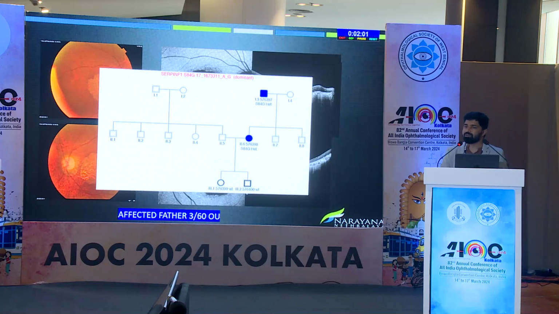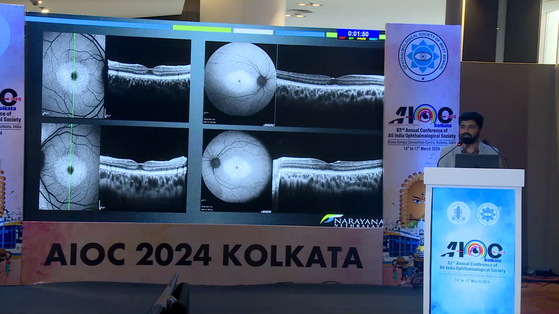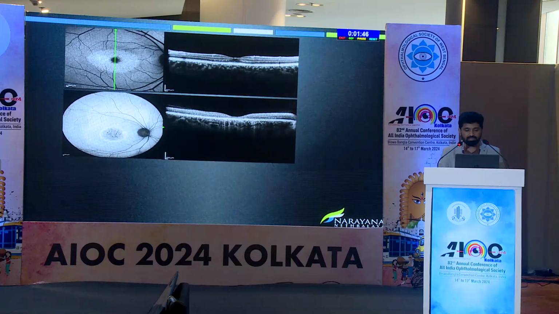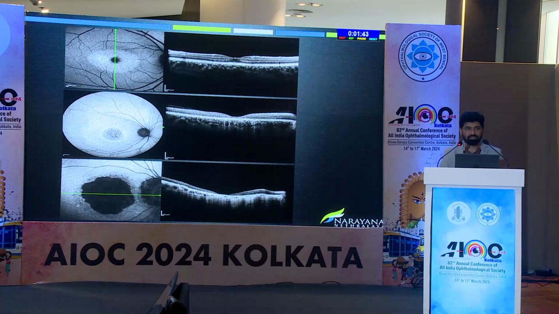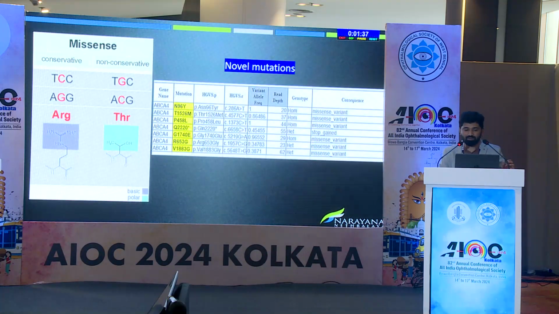But the interesting fact was the children who were totally asymptomatic were also carrying the same mutation. So when you screen the children, the fundus was absolutely normal, OCT was near normal. But if you look at the autofluorescence, definitely there is an abnormal autofluorescence in the macular region. So this is the OCT and autofluorescence across 3 generations with increasing grade of severity. So most of the mutations in our cohort were missense mutations. Among these, 7 were novel mutations.